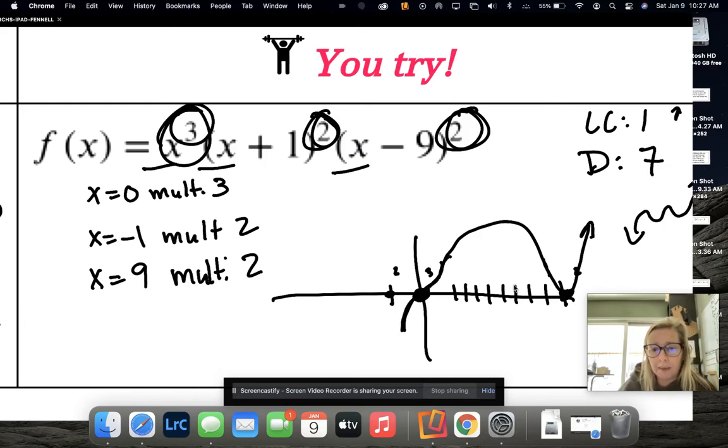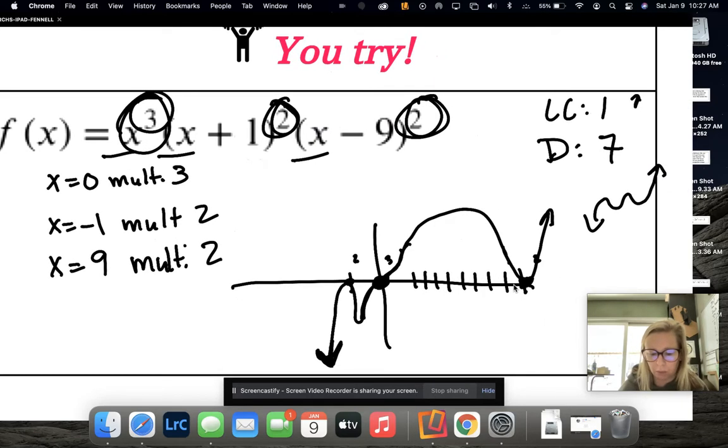Okay, and then coming up, this thing's going to come up, hit this bounce point, and go right back down. So this is going to do something like that. And then your arrow will face down. Again, odd degree means right arm up, left arm down if you have positive leading coefficient, which we do. So again, they start to look kind of funky when we have multiple multiplicities. And again, this is a rough sketch. But yeah, there you go.